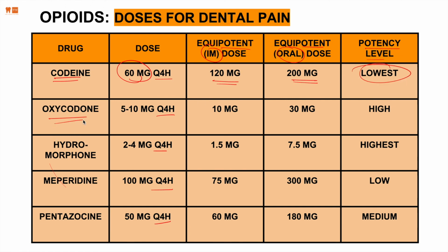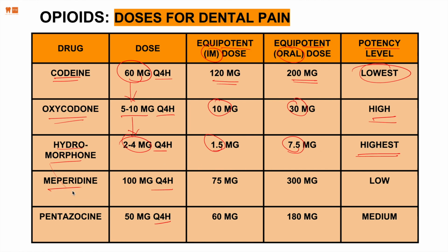Then comes oxycodone on the list. Dose is 5 to 10 milligrams. This instantly tells us that the potency has become high. Equipotent at 10 milligrams IM, but 30 milligrams oral. We need 3 times as much orally. Potency is high. Hydromorphone, even more potent. 2 to 4 milligrams is the dose. 1.5 milligrams for IM, equipotency at 7.5 milligrams for oral, and highest of the potency.